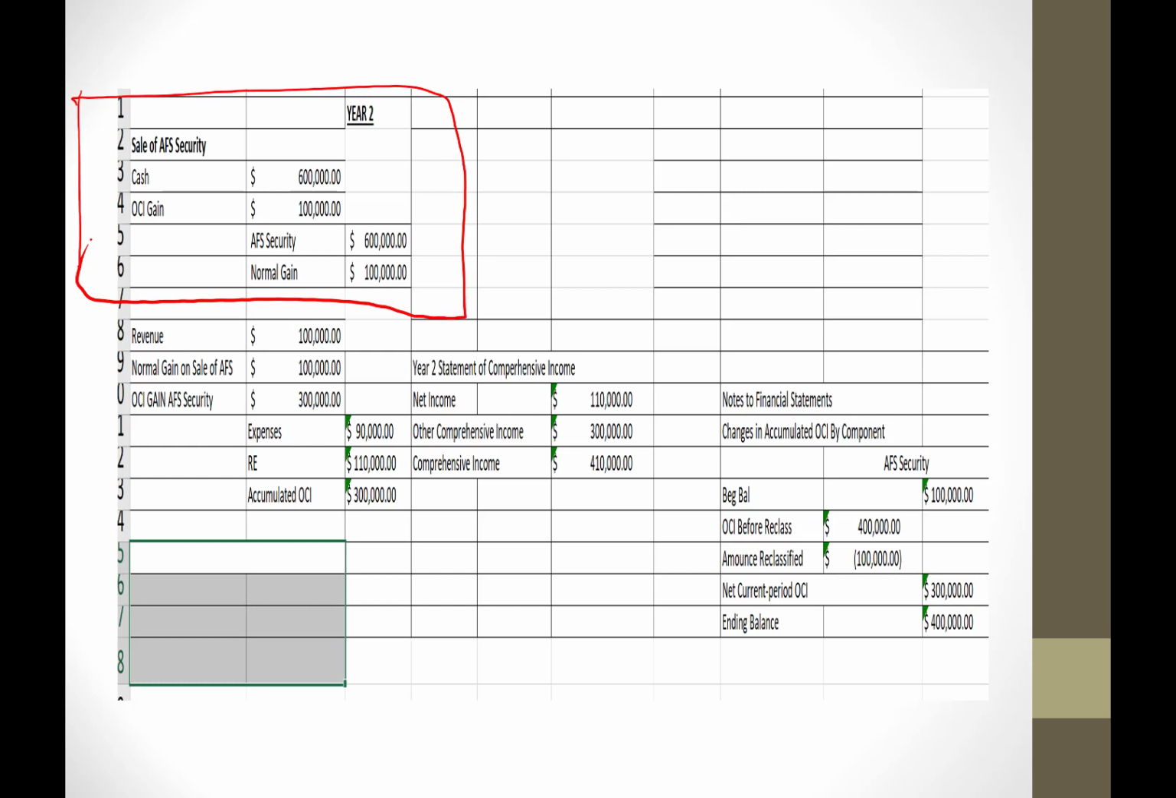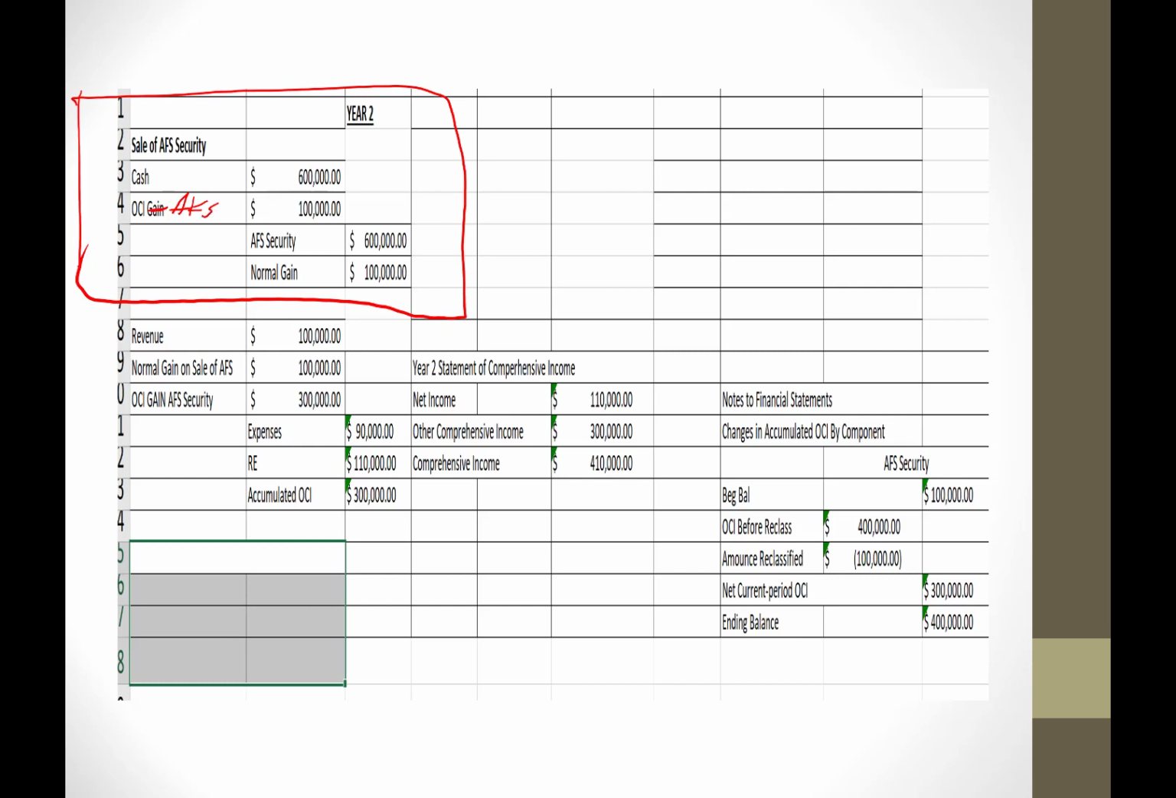Okay. But what happens? We've got that gain sitting there in accumulated other comprehensive income right now, don't we? That $100,000? Well, it's got to get out of there because now this gain on a sale of a security is part of my net income, isn't it? Gain on a sale of a security is a non-operating item that's part of my calculation of net income. So I've got to get it out of AOCI so that it can get into retained earnings now. So what I do is I go ahead and debit my other comprehensive income for $100,000. I really shouldn't call it gain. Other comprehensive income. What should I be calling it? AFS security.